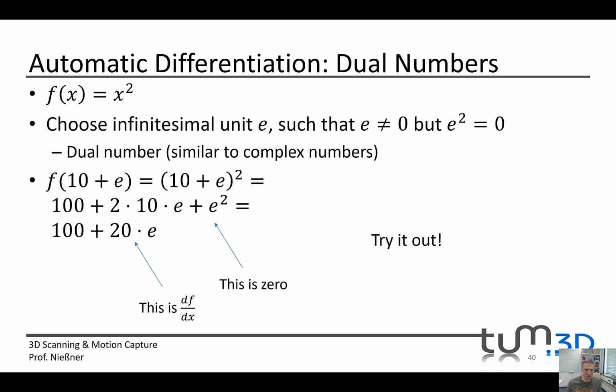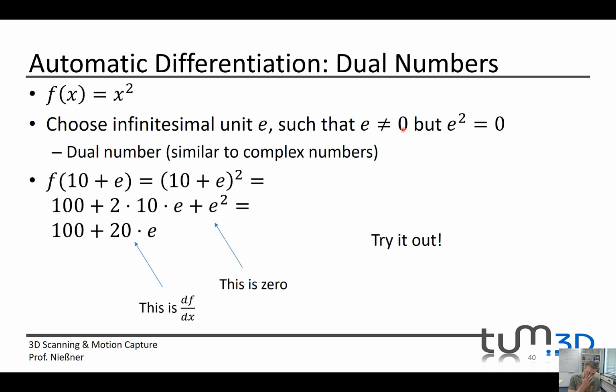So the idea is, if you have a function f of x equals x squared, you can choose an infinitesimal unit e such that e is not 0, but e squared is 0. This is just a made-up number, and these made-up numbers are called dual numbers. It's similar to complex numbers, except that e squared is 0 and e is not 0.